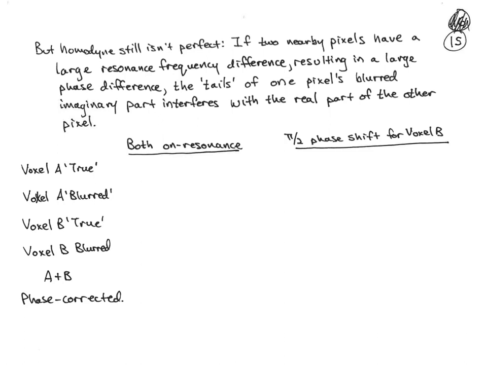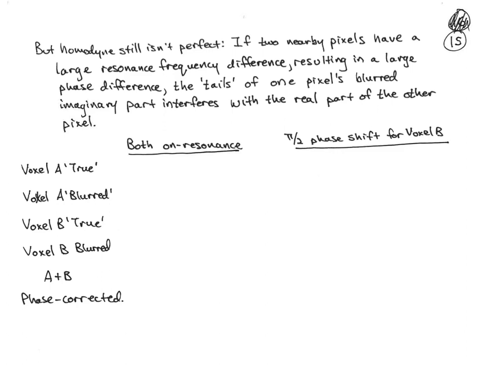Okay, but homodyne reconstruction still isn't perfect. To illustrate this, let's think of the case where you have 2 pixels that are close to each other, one of which has a large frequency offset with respect to the other, resulting in a large phase difference. And if that's the case, then the tails of that 1 pixel's blurred imaginary part are going to interfere with the real part of the other pixel. So let's illustrate this here.